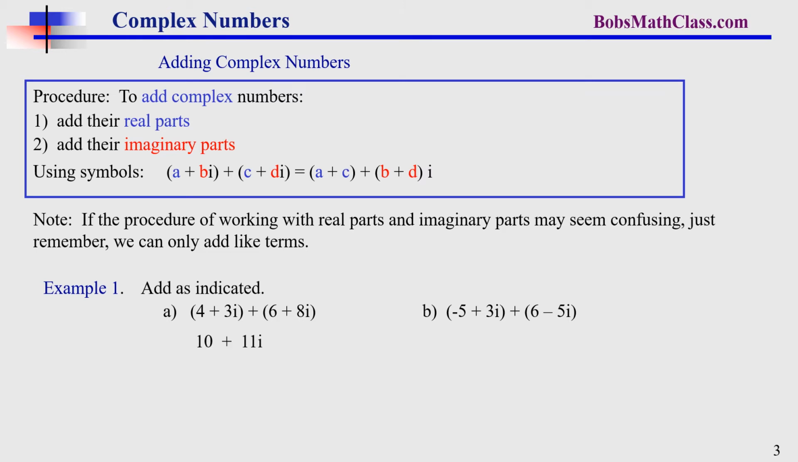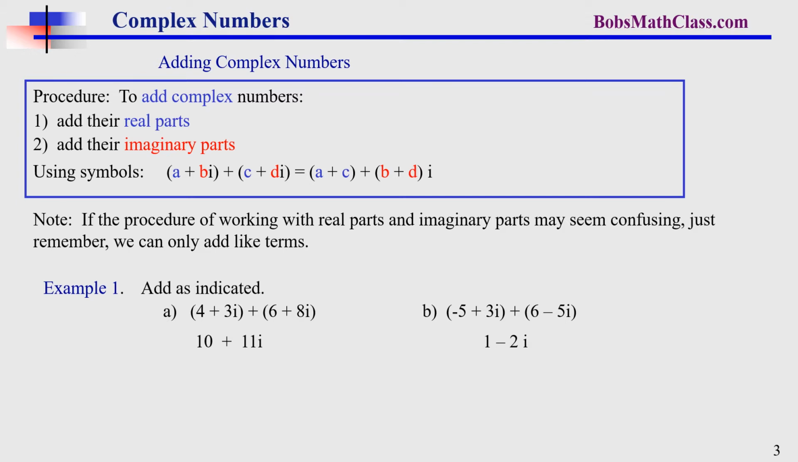11i. Okay, do the same thing with part B. Add the real parts, the negative 5 plus the 6. That'll be 1. And then the imaginary parts, 3i and negative 5i. So you add negative 3 and negative 5, that'll give you negative 2, and then attach the i. 1 minus 2i. That's it, we're all done. Not too bad, right?